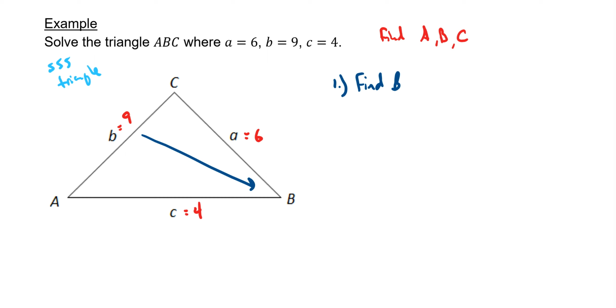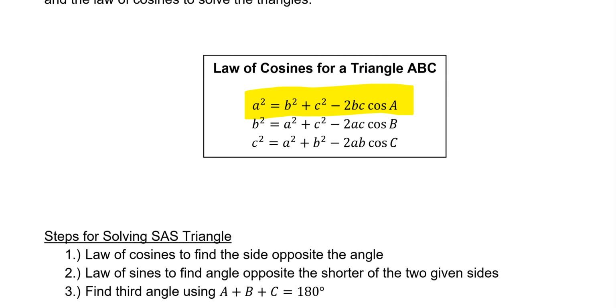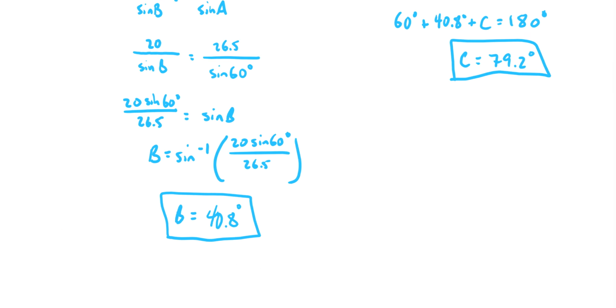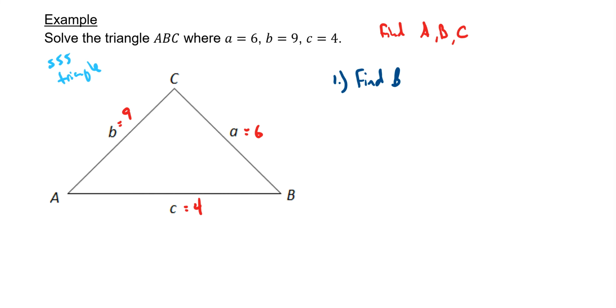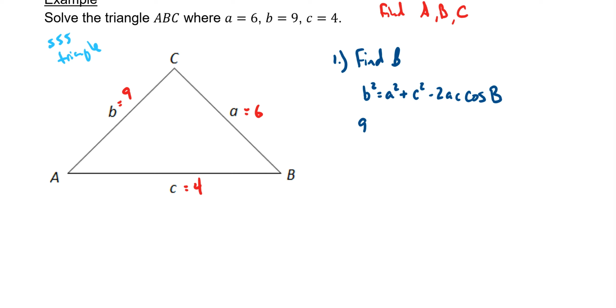So this is where it gets tricky because we're using law of cosines. When we scroll up here, the only angle that you see is the one that's in the input for the cosine. So that means we have to use this second one because that's the only one with angle B, right? So b squared equals a squared plus c squared minus 2ac cosine of B. So let's write that down. And then let's go ahead and plop everything in. So 9 squared equals 6 squared plus 4 squared minus 2 times 6 times 4 times cosine of B.